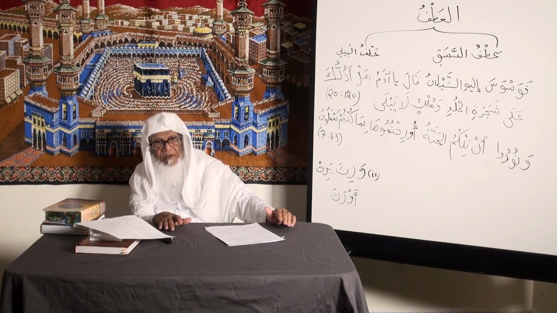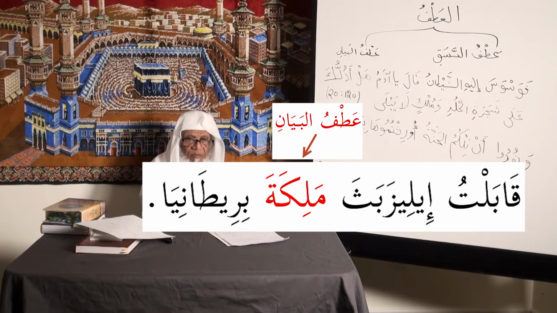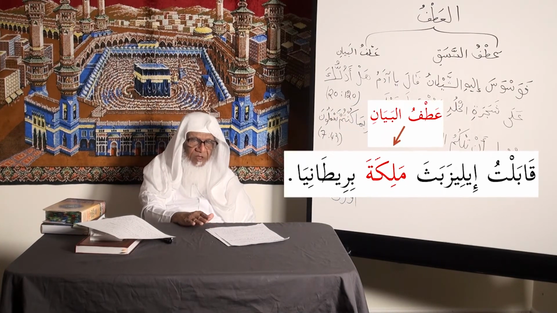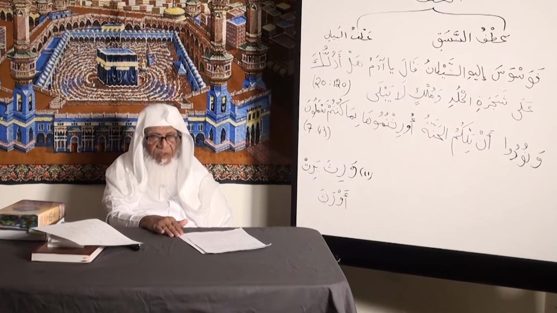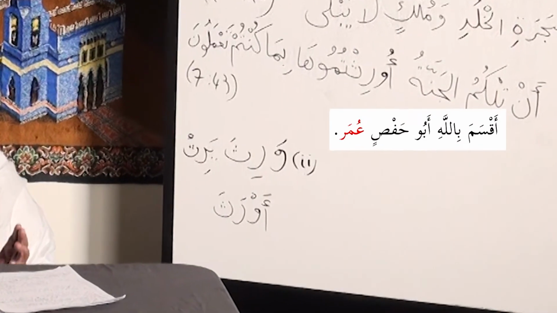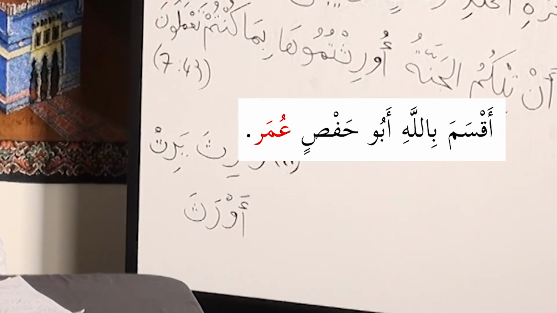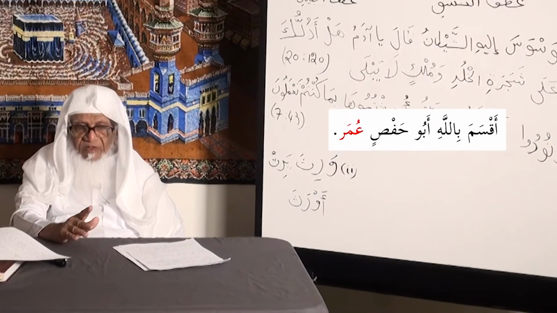Similar to badal. A man says, Qabal to Elizabeth, Malikata Britannia. So Malikata Britannia is atf al-bayan because it is clearer, better known than Elizabeth. And in the atf al-bayan, the second element is clearer than the first element. It is better known than the first element.